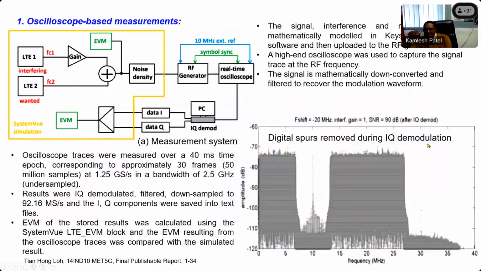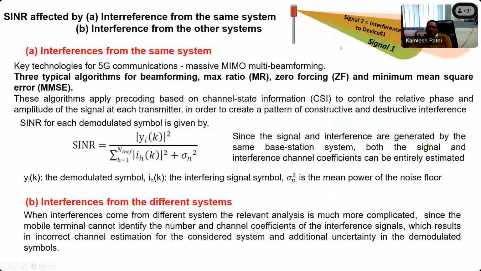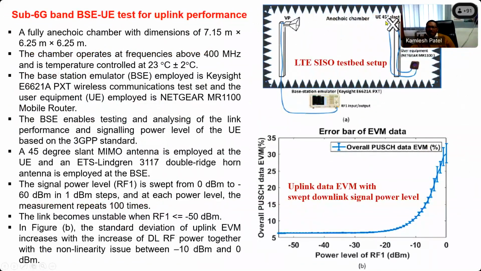So this is only the representation of the MIMO antenna, the 45-degree slant MIMO antenna. So this setup is made, and there are some measurement techniques. A 45-degree slant MIMO antenna is employed at the UE, and an ETS-Lindgren 3117 double-ridged horn antenna is employed at the BS. So this is the horn antenna, and this is the MIMO antenna.